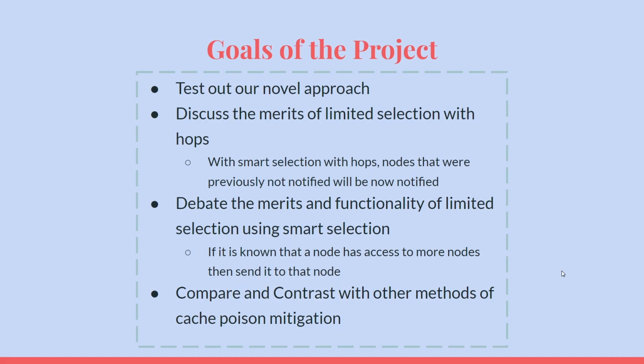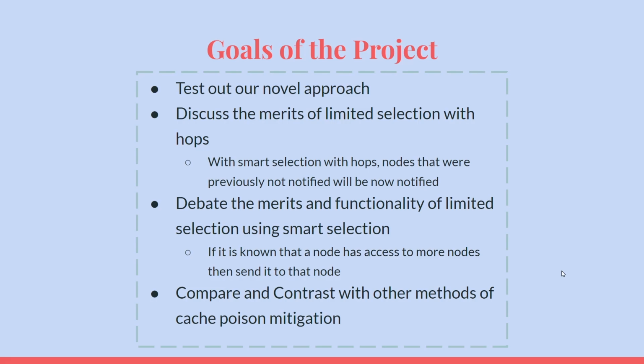The first goal we wanted to accomplish for our project was to test our novel approach using a peer-to-peer mechanism with a limited number of hops to notify neighboring nodes of the occurrence of cache poisoning. Then, we also want to discuss the merits of a limited number of hops when passing off cache flush packets to nodes, and to discuss limited selection of where to pass packets using a smart selection method. In the final paper, we will give a clearer roadmap.